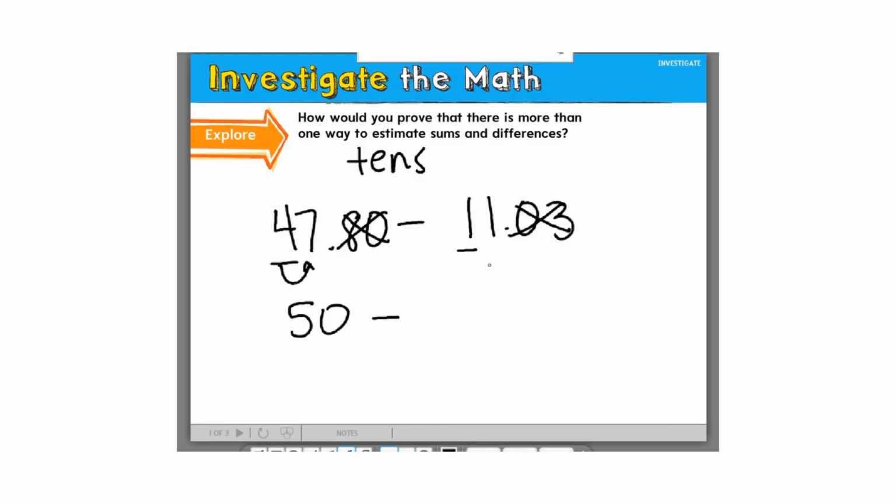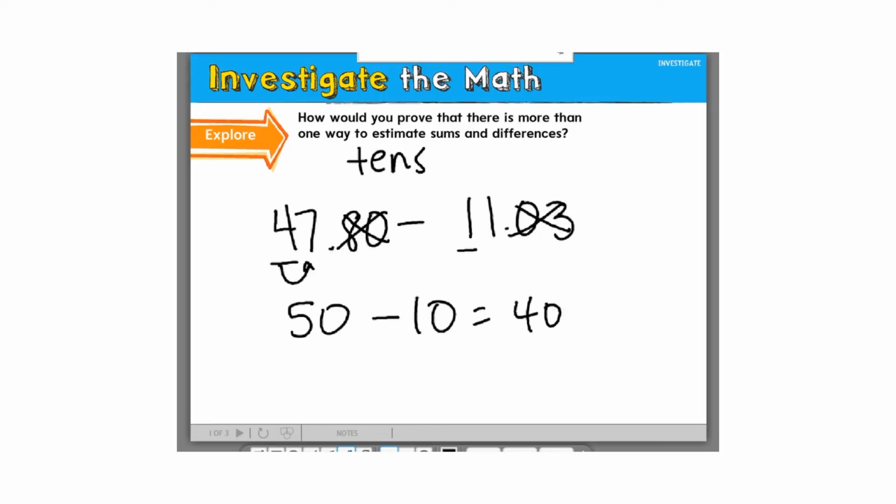Then if I subtract, I'm going to subtract how much? What am I rounding 11 to? What, Malachi? 10. Right? So he's thinking of a number line way, and that's a good way to do it too. So 11 is going to be closer to 10 than it is to 20. And if we're rounding to the tens place, that's what it is. So then I would get 40 as my answer.